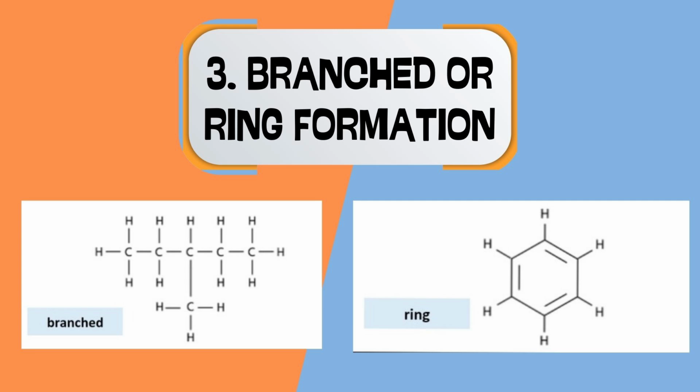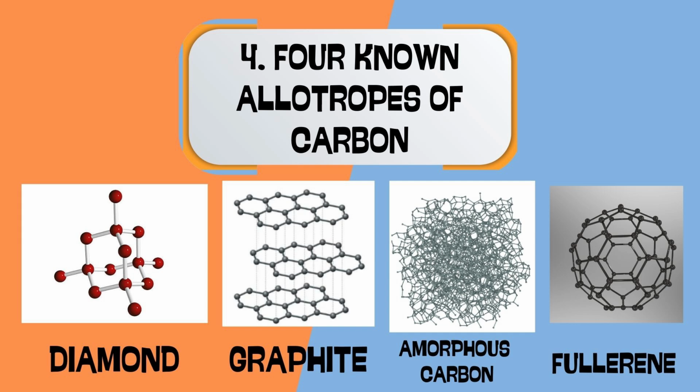Now, we are down to the last unique bonding pattern of carbon, the 4 known allotropes of carbon. When we say allotropes, it is the different forms of the same element. And here, carbon atoms are arranged in different ways. In the case of carbon, it has several allotropes, each with its own unique properties. Here, we have diamond, graphite, amorphous carbon, and fullerene.